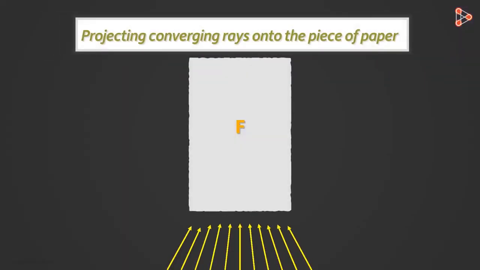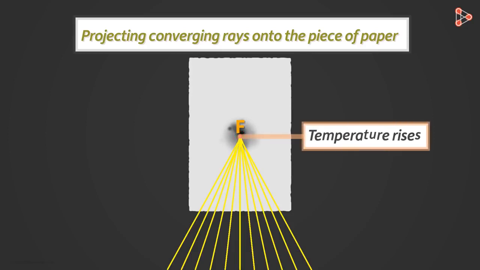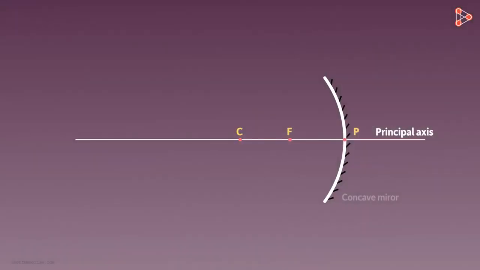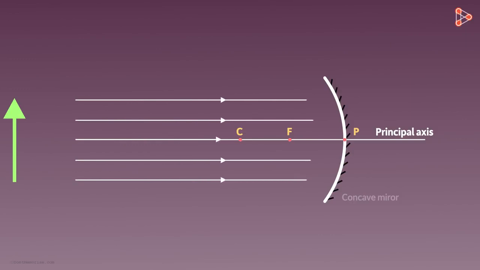Now, if you project this point of convergence on a piece of paper, the paper at that point will start getting hotter and will eventually catch fire. As the bulk of rays from the sun are all concentrated at one single point by this concave mirror, the temperature at this point rises. And it's too much temperature for a thin piece of paper to withstand. Similarly, instead of the sun, we can take any other object kept at infinity. And the rays of light from that object incident on the mirror will be parallel to each other.